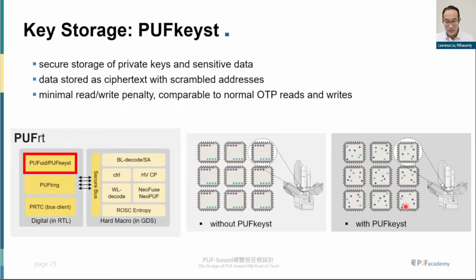And next we have PUF key storage, which is PUFrt's secured data storage system, created to protect private keys and other sensitive data. Instead of storing data as plain text, the data and address will go through an obfuscation process based on a portion of the individually distinct PUF, which is built into each PUFrt. Thus, when the same data is written to multiple PUFrt modules, the data will be completely different from one PUFrt to another, as the individual values of each PUF is unique to each PUFrt. And by comparison, here is one without PUF key storage, where the data looks exactly the same each time it's written.